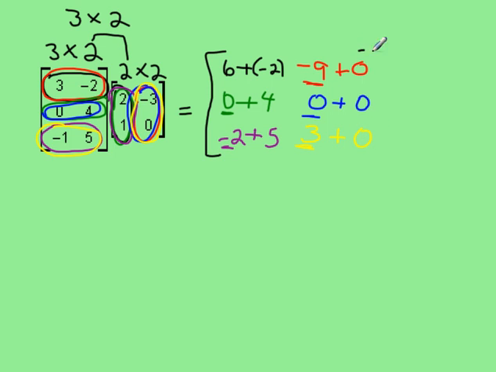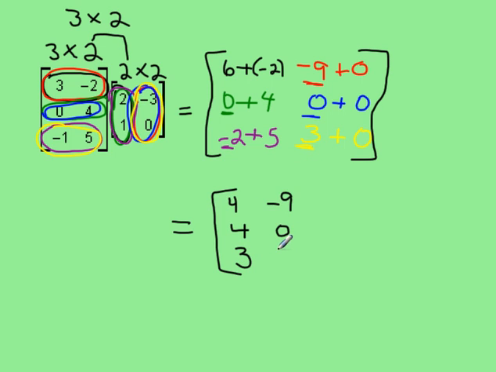So to finish this up, I'm just going to go ahead and do that addition. 6 plus negative 2 is 4. Negative 9 plus 0 is negative 9. 0 plus 4 is 4. 0 plus 0 is 0. Negative 2 plus 5 is 3. And 3 plus 0 is also 3. So there I have my final 3 by 2 matrix.